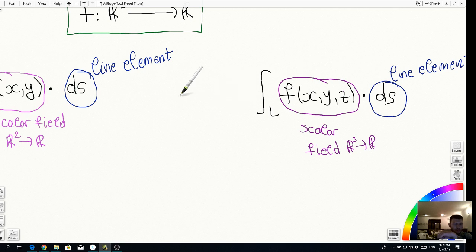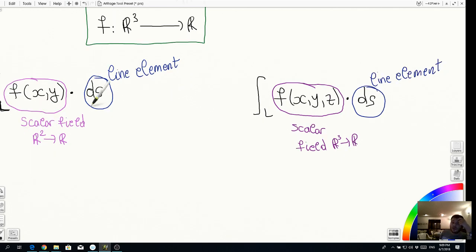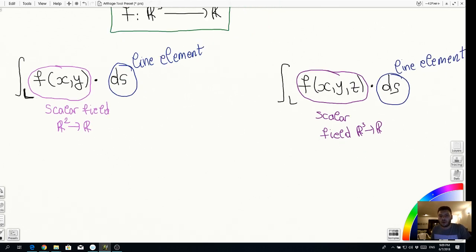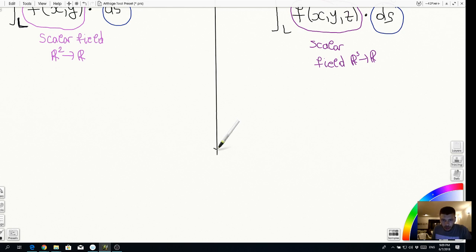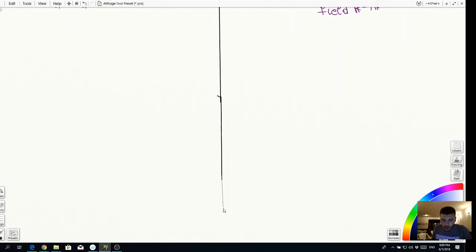So these objects are pretty much abstract at this moment, but there are some steps that can be done in order to reduce these kinds of integrals to just an ordinary integral from A to B, and some function in that ordinary integral. So let's see that steps. I will divide 2D and 3D case.